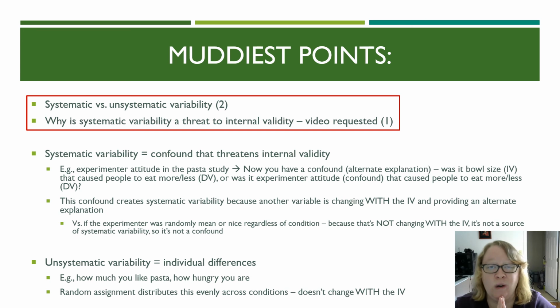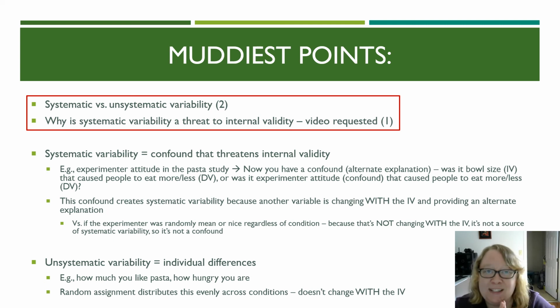It's varying with the IV. That's what systematic means. It's varying in a predictable way. So in this case, it's changing with the IV. So experimenter attitude, right? They're nice in the large bowl condition and mean in the small bowl condition. That's systematic because it's changing alongside the IV. It's changing at the same time and in the same way as the IV. So that provides an alternate explanation.